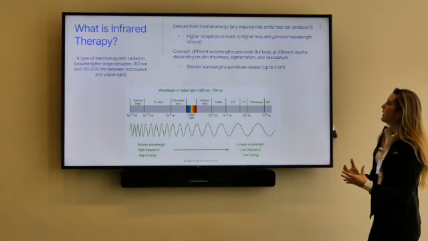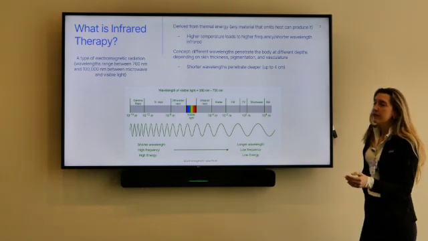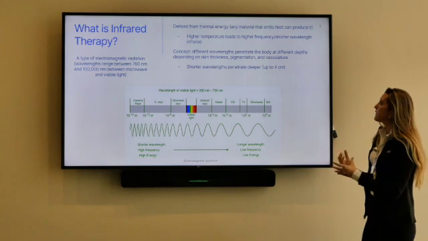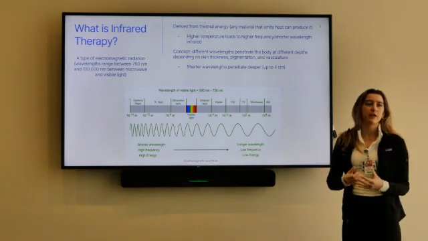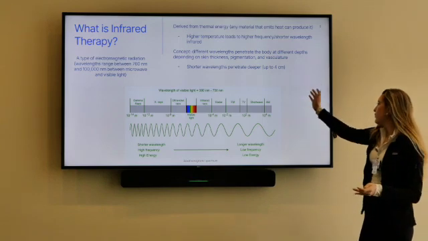And the concept is that different wavelengths can penetrate the body at different depths depending on the thickness of the skin, the pigmentation, and the vasculature that's there. Shorter wavelengths can penetrate deeper, up to 4 centimeters.